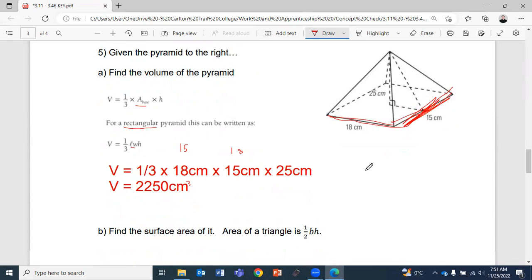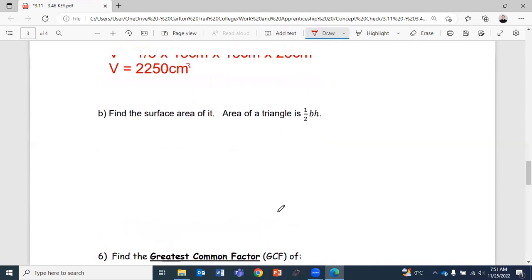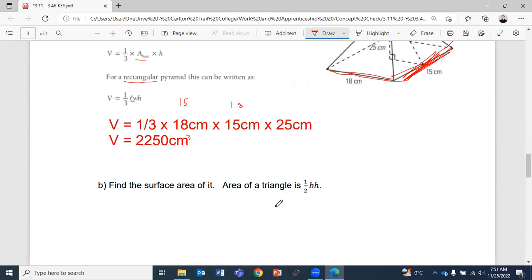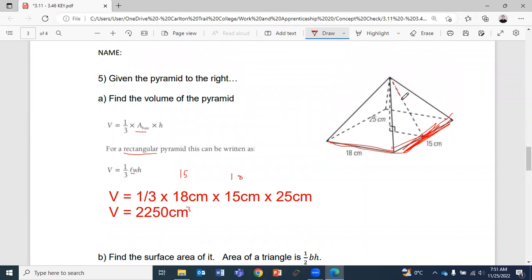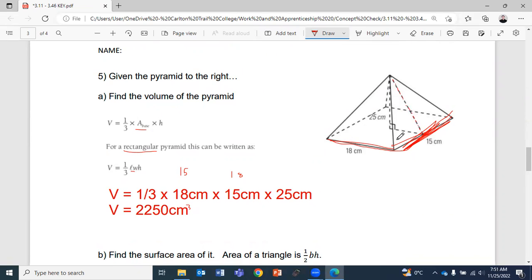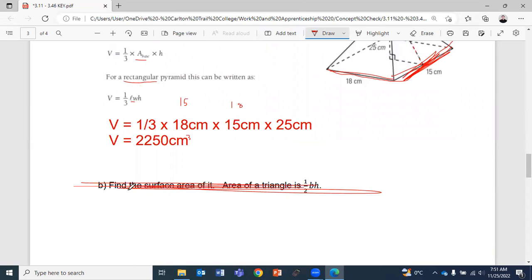Okay, so now I want to find the surface area of it. How you find the surface area is just find the area of all the shapes and add them up, right? So it's the bottom plus the 4 triangular sides. I've actually made this impossible for you though, because I didn't give you the length of the face of the triangle. So we can ignore this question. It's not solvable at the moment because we do not have Pythagoras theorem taught yet, right? So I'm going to skip that one.